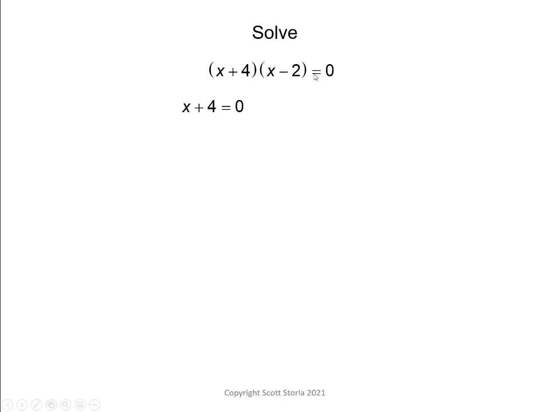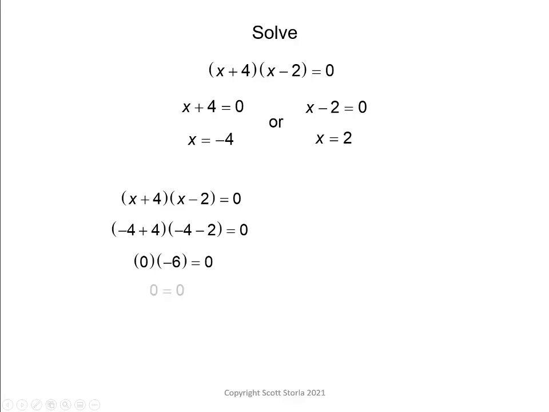So once you get your polynomial factored and set equal to 0, then for every factor that has a variable, you can set that equal to 0 and solve and find your solutions. As always, once you find your answers, you should always check to make sure that they work.